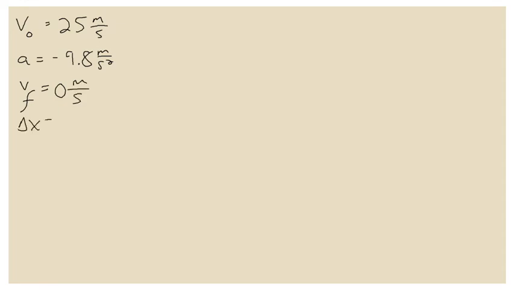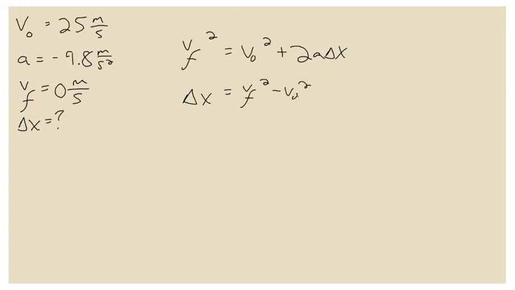And we're asked for the maximum height, delta x. Looking at the list of variables, it should be clear they didn't give us time. They haven't yet asked us for time. That the equation we're going to use is the only equation without time, the time-independent equation, vf squared equals v naught squared plus 2a delta x. And when we solve this equation for delta x, we get vf squared minus v naught squared over 2a.